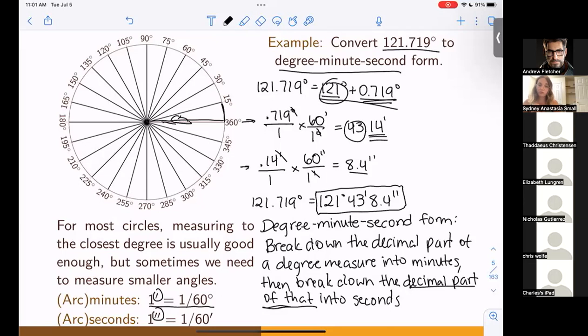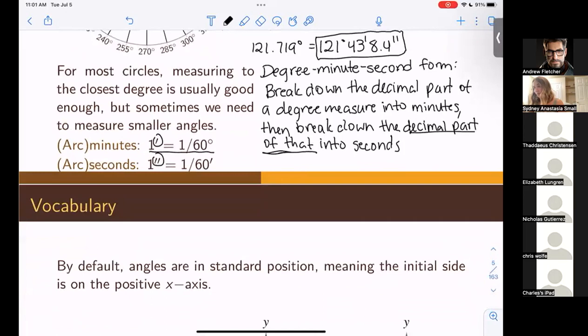Are there any questions? You may never have seen this before, but hopefully the concept of converting units at least feels a little familiar. If not, we can work on it.